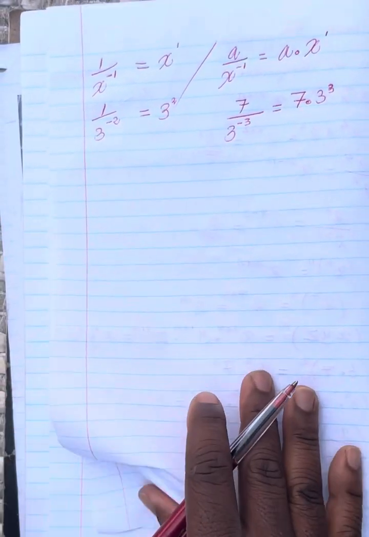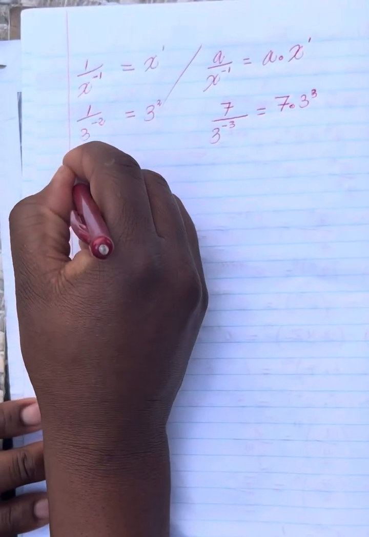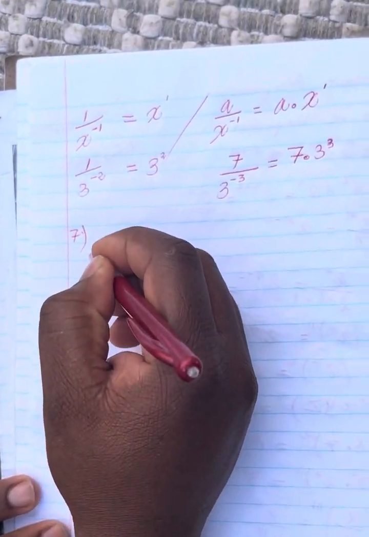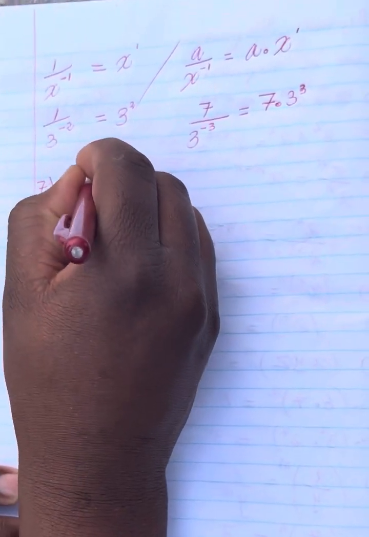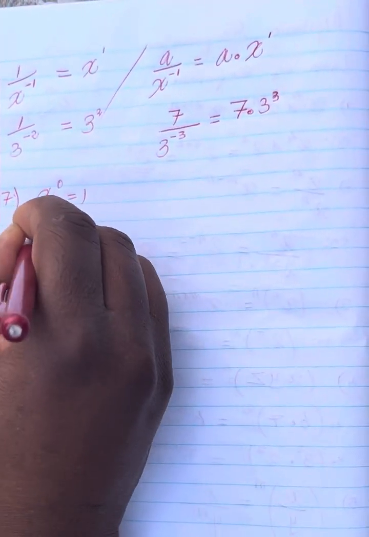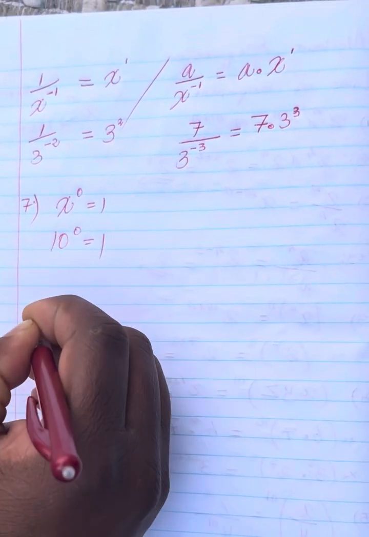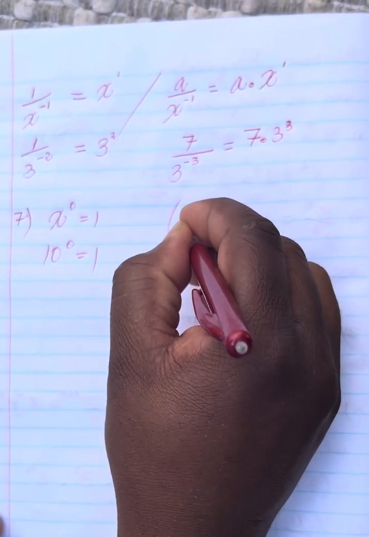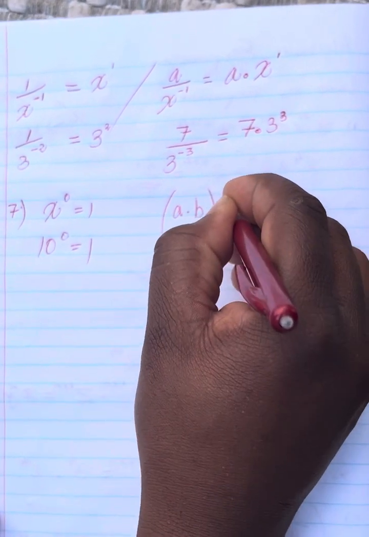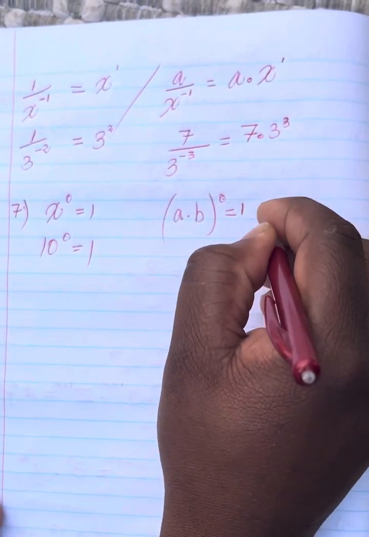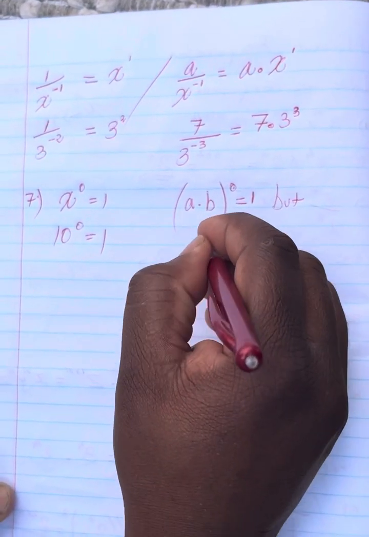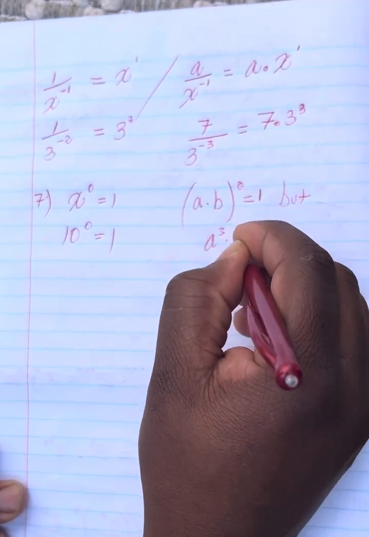The last law, which I need us to focus on, which is law number 7, goes as: any number raised to the power of 0 is equal to 1. So if I have x to the power of 0, it's 1. If I have 10 to the power of 0, that's 1. If I'm given a bracket, a times b, everything raised to the power of 0, the answer is 1.